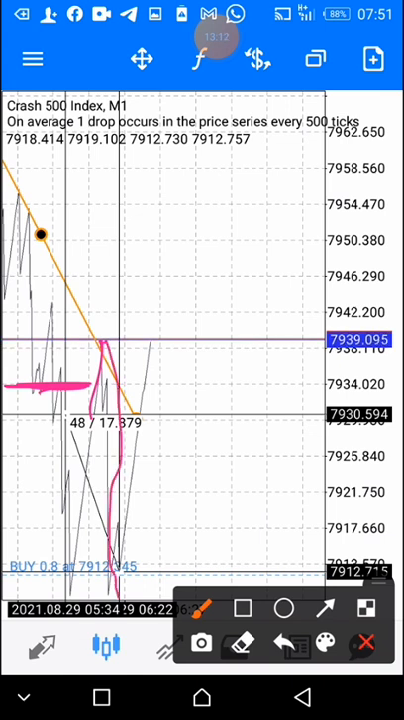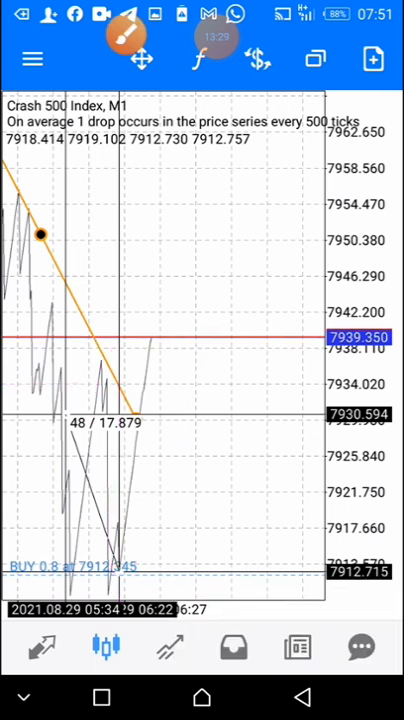Once it got here, because I was looking at this zone, I knew that my step flow had ended. I was looking at this zone, and then it spiked. It got to this point. Before it started retracing, I had to take my profit on the spike and then take this buy, because I knew this double bottom was going to give me a serious buy.